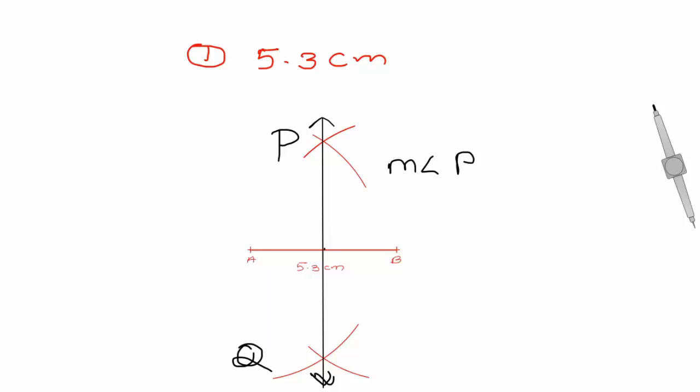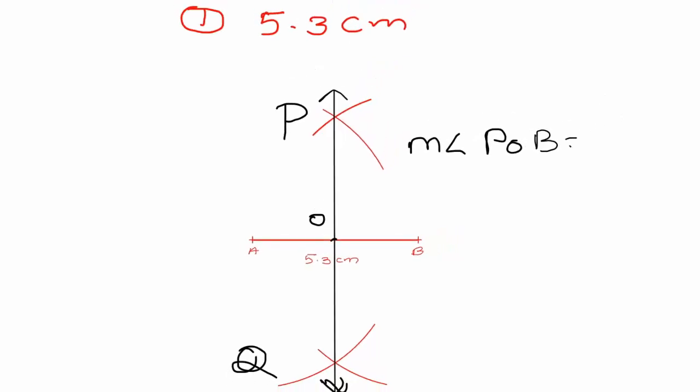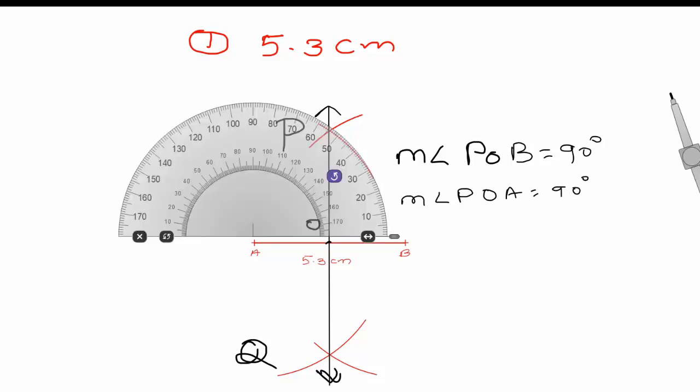Here is the point. We give the name point O. Measure of angle POB is equal to 90 degrees. Then measure of angle POA is also 90 degrees. Verify this with the help of a protractor.